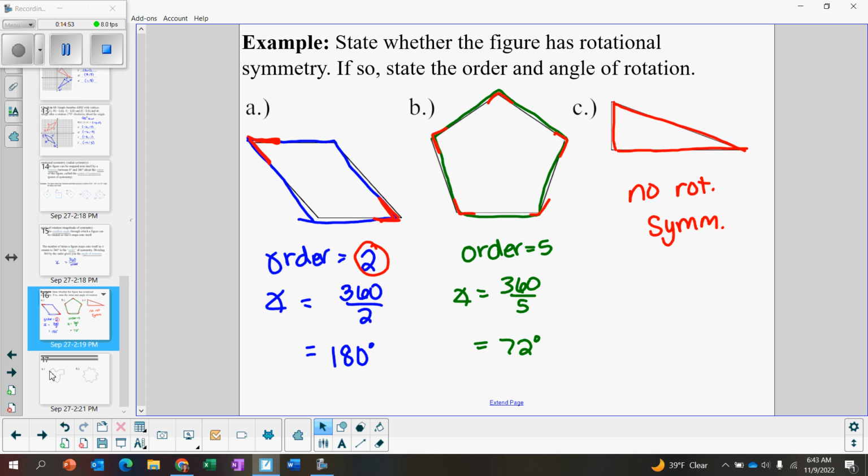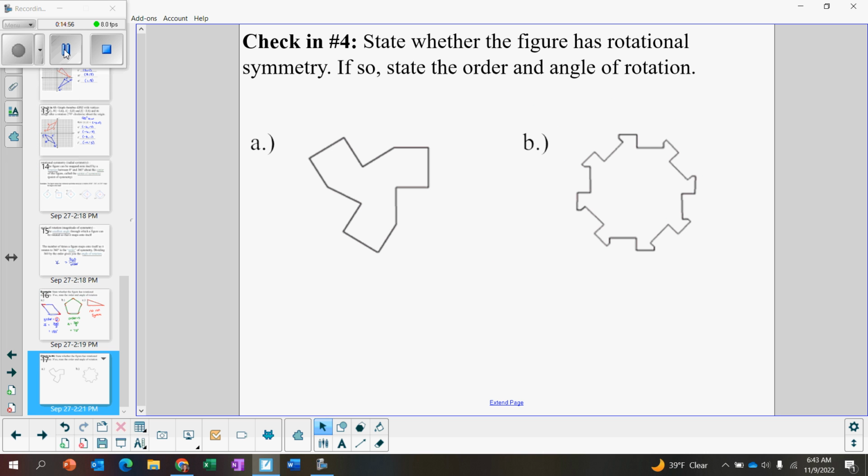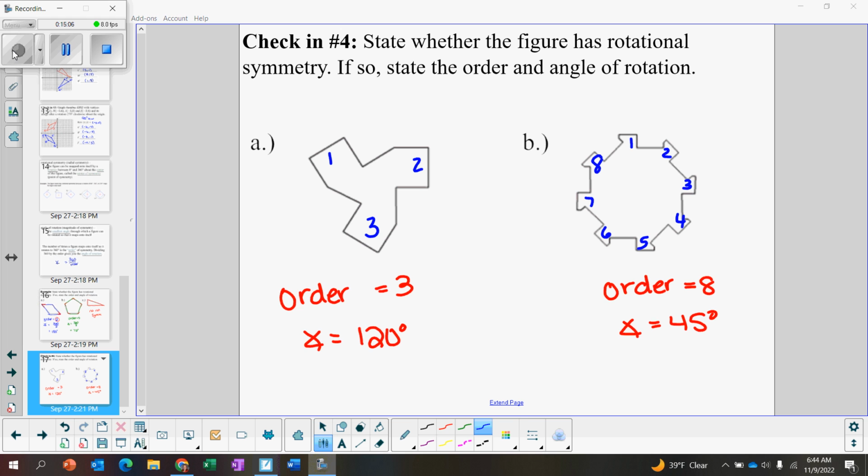So you go ahead and try the last 2. Pause. When you're ready to see the answer, hit play. All right, so in our first one, we have 3 equally spaced parts. So the order is 3, and 360 divided by 3 is 120 degrees. For the second one, we have 8 equally spaced parts. So the order is 8, and 360 divided by 8 is 45 degrees. So that is everything we need to know about rotations and rotational symmetry.